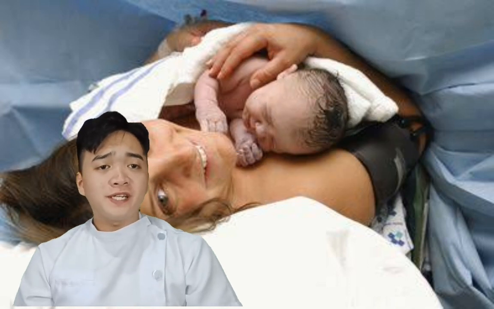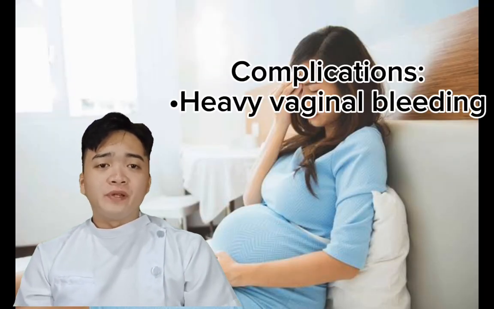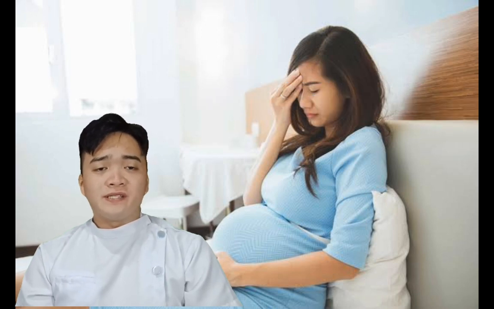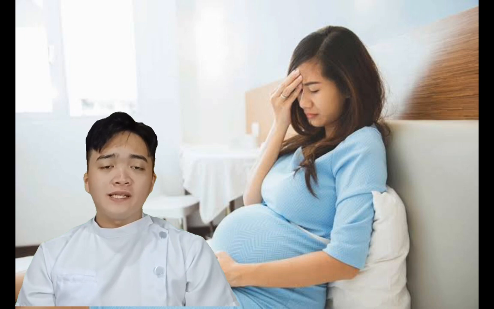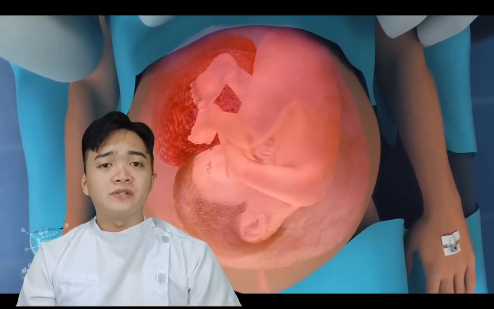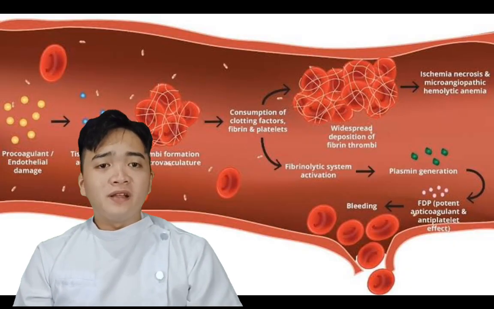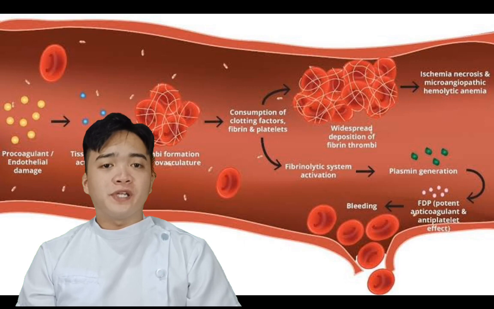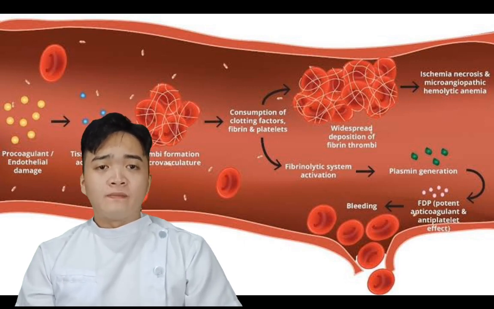So, one of the complications of placenta accreta is heavy vaginal bleeding. Placenta accreta presents a significant risk of severe postpartum vaginal bleeding, known as hemorrhage. This bleeding can lead to a life-threatening condition called disseminated intravascular coagulopathy, impaired lung function resulting in adult respiratory distress syndrome, and kidney failure. Treatment typically involves a blood transfusion to address the blood loss.